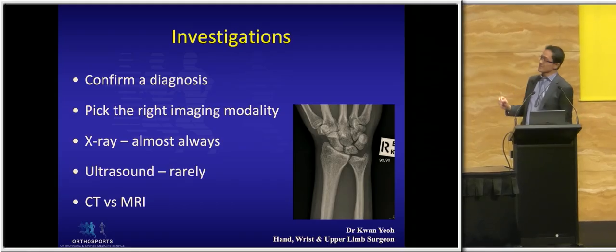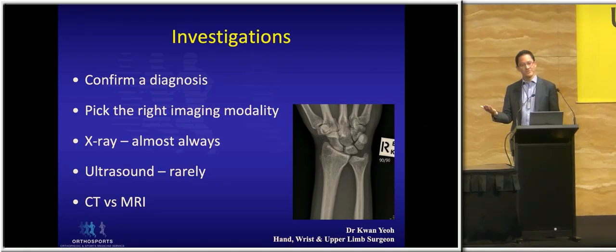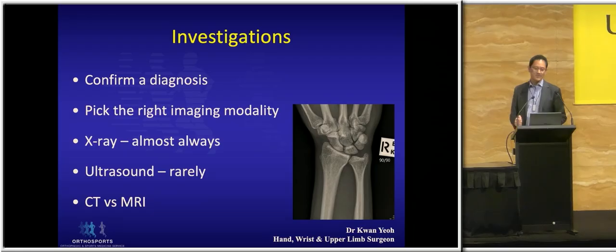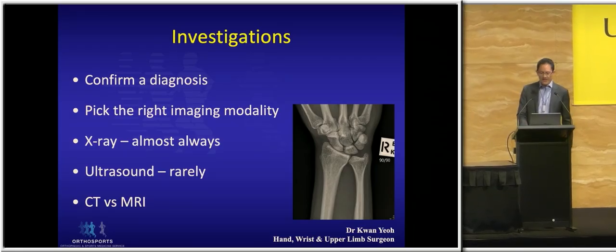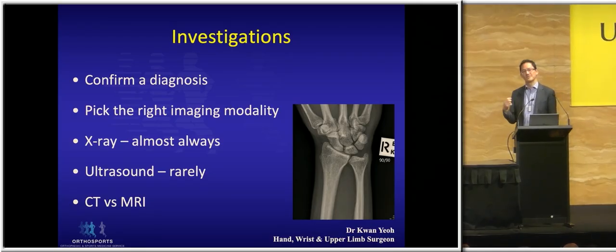Very rarely an ultrasound is useful. That's usually for things such as ECU tendon subluxation, or for clicking, where you're trying to determine what's clicking. And as you know, CT scans are more useful for fine views of bones, MRIs for soft tissues.